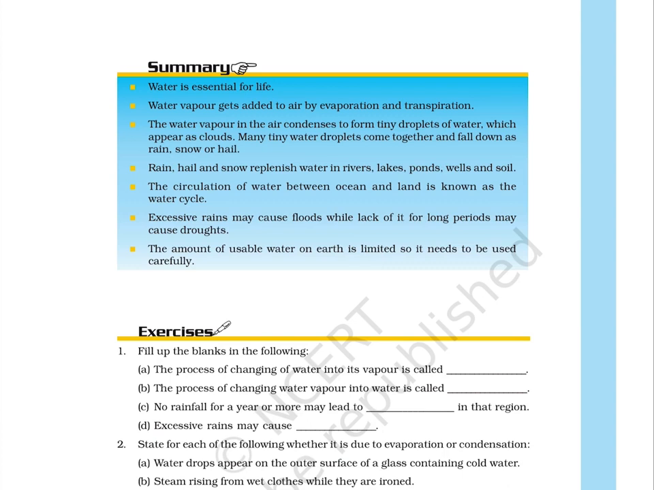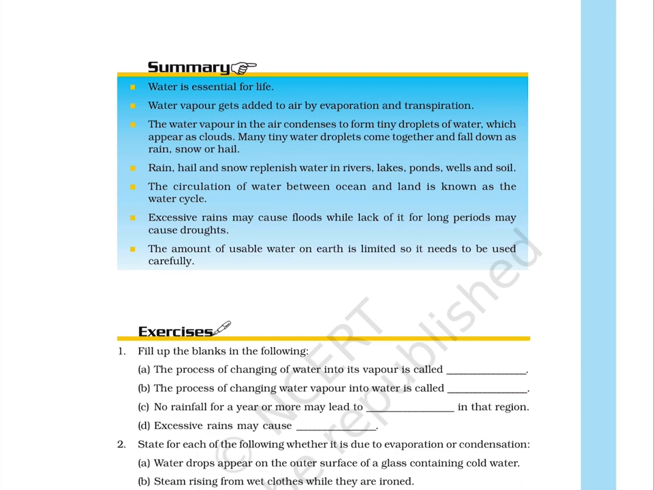The circulation of water between ocean and land is known as the water cycle. Excessive rains may cause floods, while lack of it for long periods may cause droughts. The amount of usable water on earth is limited, so it needs to be used carefully.